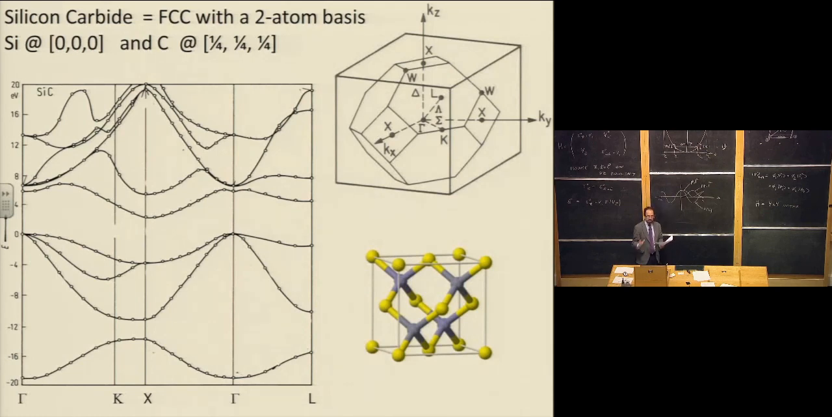So it really tells you that what's going on near the bottom there is basically free plane wave physics, just perturbed slightly by the scattering potential that at the X point scatters you across the Brillouin zone and opens up this gap. Is that clear so far?